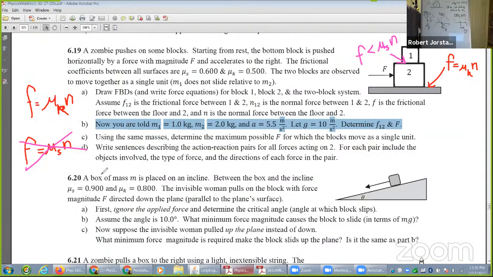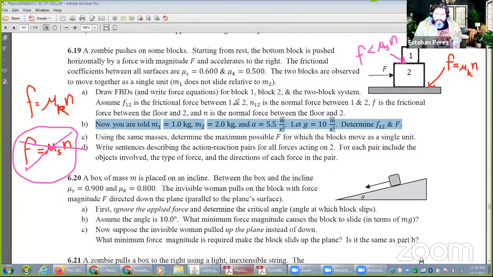Why is that the case? Why can't I use this lower equation? It's not moving. Shouldn't it be static? Because it's not on the verge. If it was on the verge, then you could use that. Yeah. So it turns out the general way of writing it is static friction is less than or equal to.